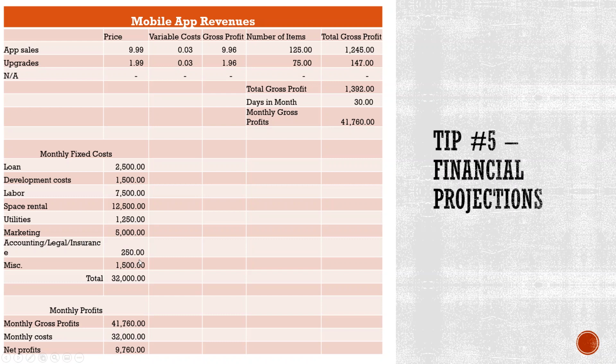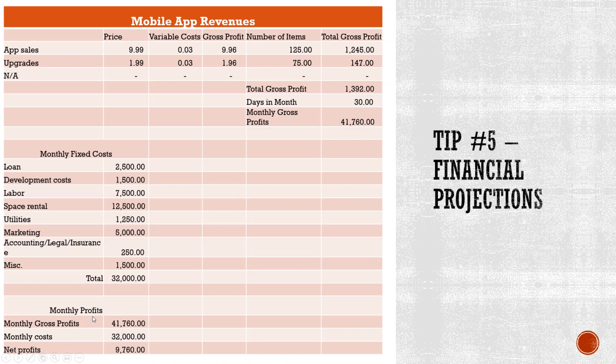I have yet to see a business that's been able to identify to the penny every single fixed cost they're going to have. The catch-all is going to be your miscellaneous. Make sure you use a number for miscellaneous. Once you're done with that, add it all up and put it right here as your total, $32,000. Step number 2 complete.